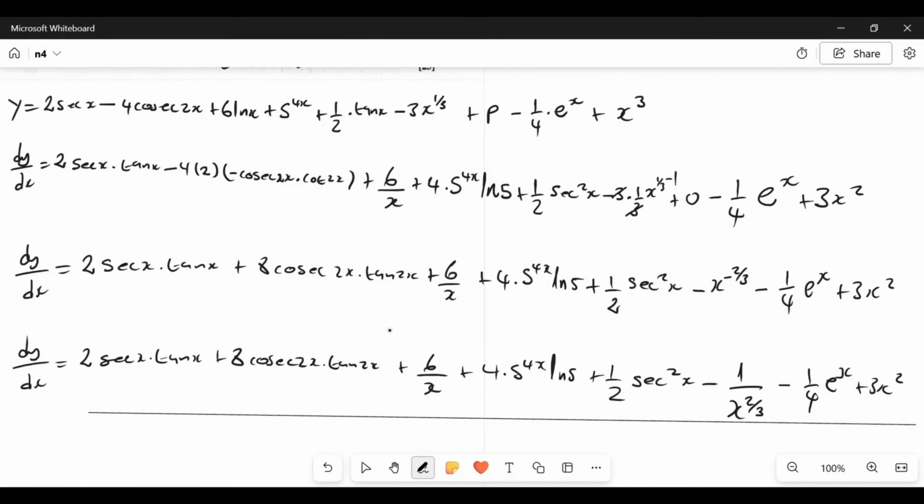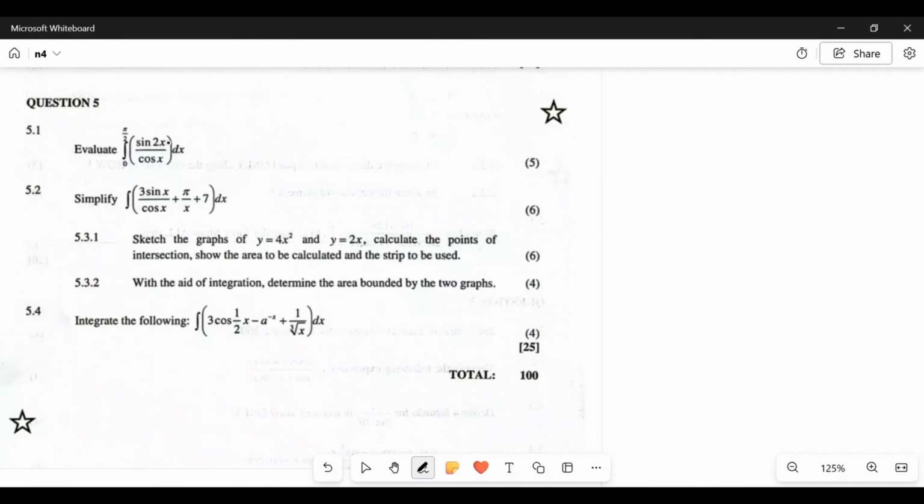We are done with question 4. I hope you managed to understand the entirety of this question 4. We'll be doing question 5. All right, guys, here is our question 5. Question 5 consists of 5.1, 5.2, 5.3, and 5.4, with 5.3 having 2 sub-questions. So we're going to start with question 5.1, solve it, and then we're going to do the others later on. Let me create space so that we are able to solve this 5.1.